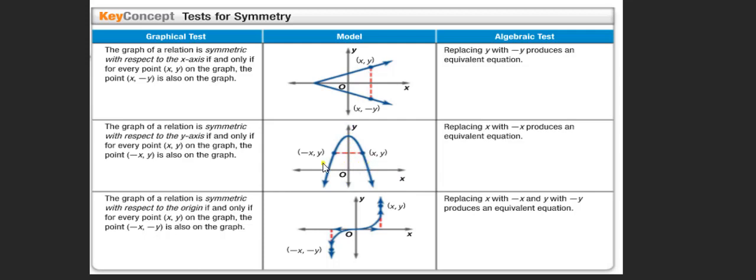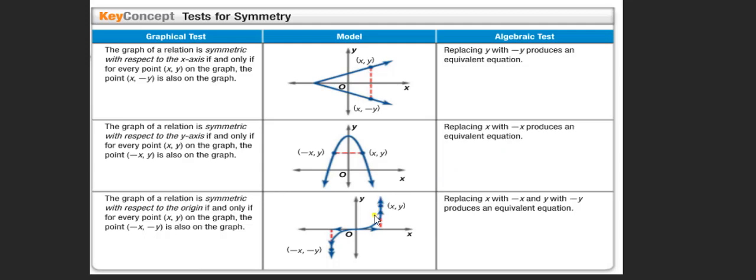one another. So when the graph is symmetric with respect to the y-axis, notice the y value is the same, but the x values are opposites. So if you have (x, y), that means (negative x, y) will also be on the graph on the other side. Algebraically, if you replace x with negative x, you will still get the same equation.